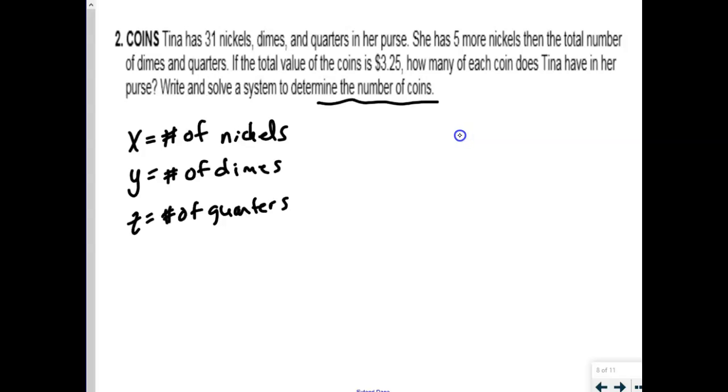Okay, Tina has 31 nickels, dimes, and quarters. So they're not 31 nickels, but altogether it's 31. So that's supposed to be the easy equation for us. The number of nickels and dimes and quarters is to total 31. Now careful on this next one. This one takes some interpretation. She has 5 more nickels than the total number of dimes and quarters.